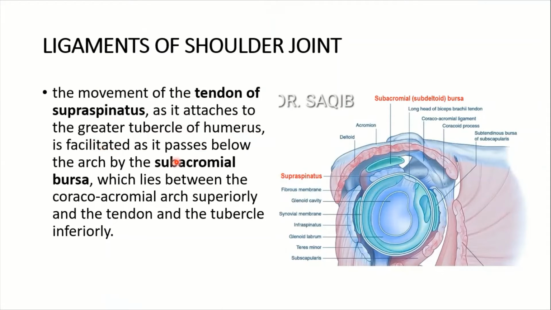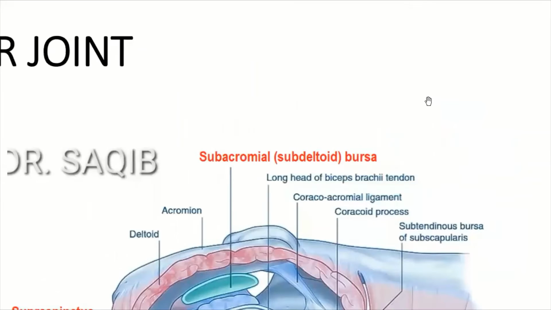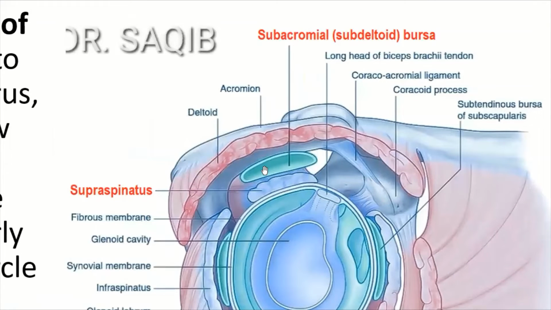is facilitated as it passes below the arch by the subacromial bursa. I've shown you already, will show you again, which lies between the coraco-acromial arch superiorly and the tendon of the supraspinatus inferiorly, right? You can see again the zooming in for a better concept. So this is the subacromial bursa, this is the supraspinatus, and above that is the deltoid and acromion, right? And this is the position.